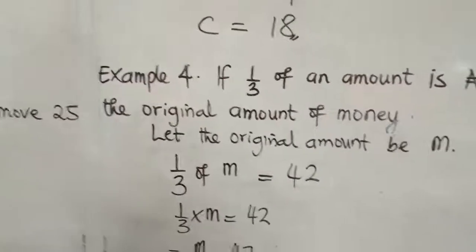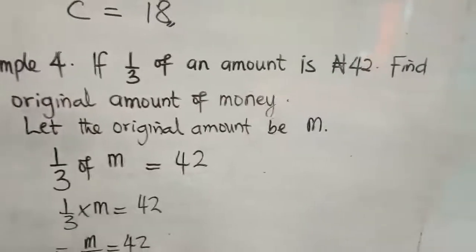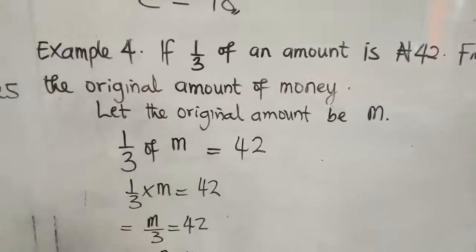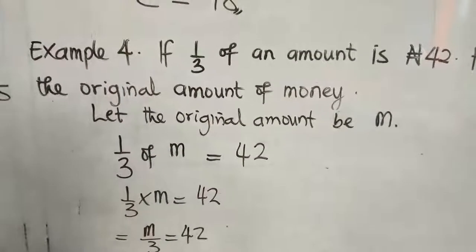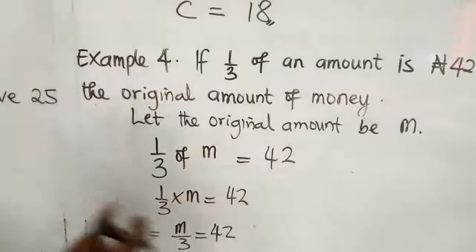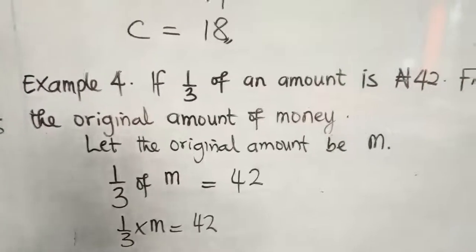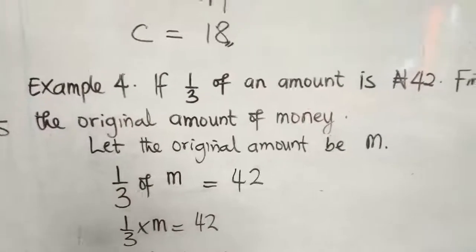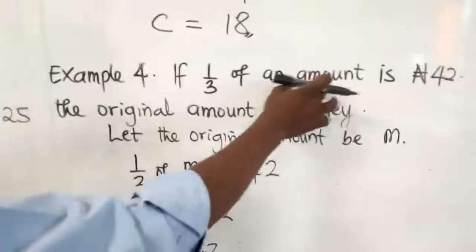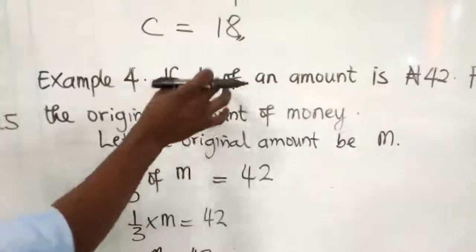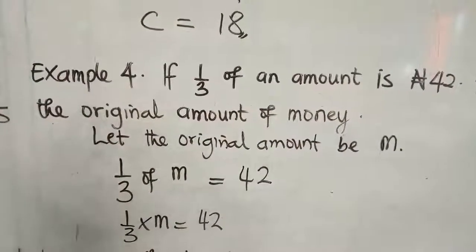Question 4. If 1/3 of an amount is 42 naira, find the original amount of money. 1/3 means the money is shared into 3 parts, and one part of that amount is 42 naira. The amount of money is not known. That amount is divided into 3 parts. One part of it is 42 naira. So find the original amount of money.